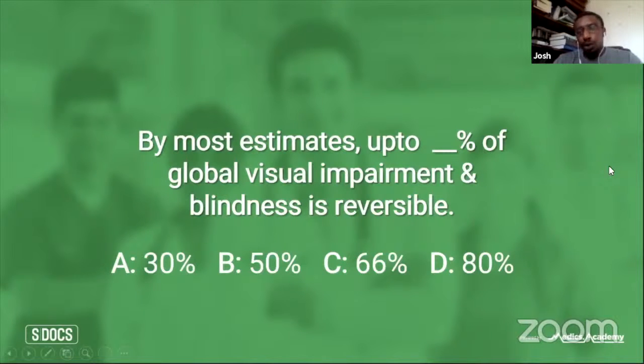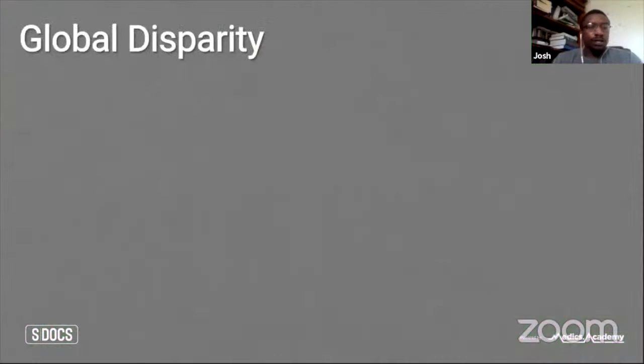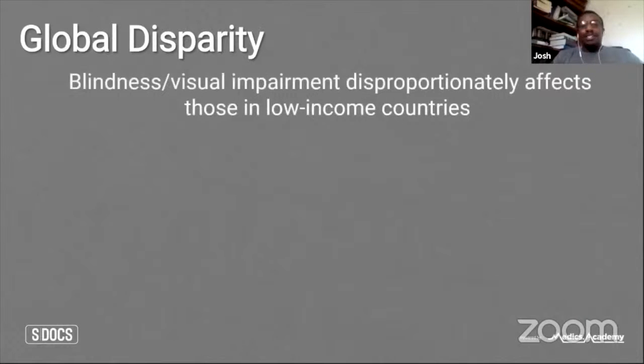So the answer for this one is 80%. A massive amount of the global visual impairment and blindness is classed as reversible. And as we go on, we'll think about what reversible actually means and why we target these conditions as global health interventions. So what those statistics have shown is that there's a massive global disparity that's evident in global blindness and visual impairment. It's disproportionately affecting low-income countries, which is one of the main things that we've got from those statistics. And why is that?